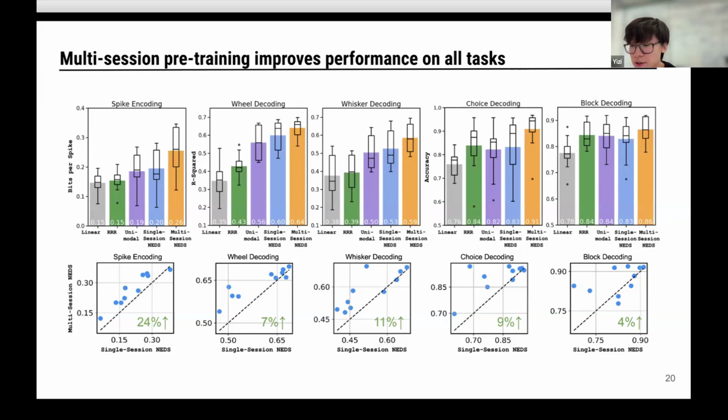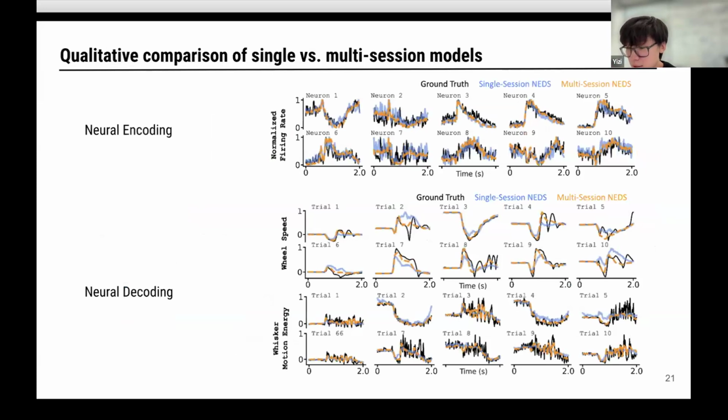So the bar plots clearly show that multimodal NEDS outperforms the corresponding unimodal baseline. And also to show the benefit of multi-session training, we pre-trained NEDS on 73 animals and then fine-tuned it on each of the 10 held-out animals. And comparing multi-session NEDS with the single-session NEDS highlights the advantage of scaling neural encoding and decoding. And here are just some qualitative comparisons of the single-session and multi-session NEDS.